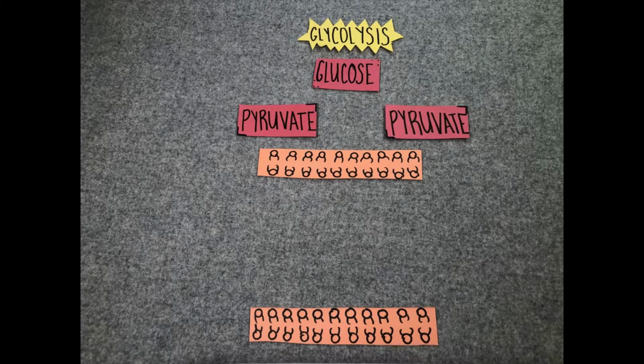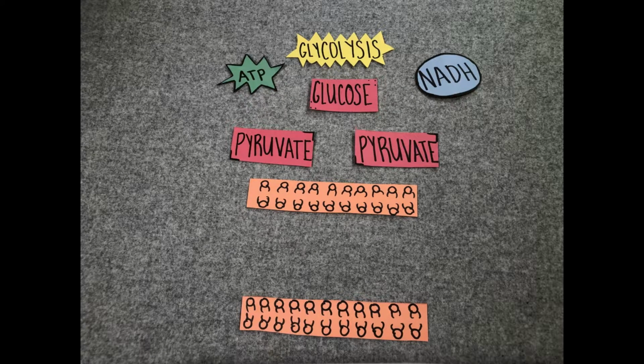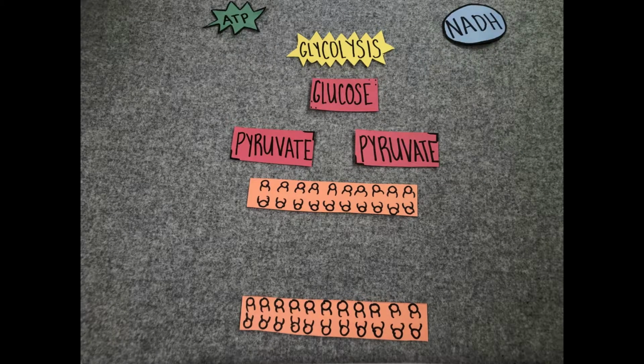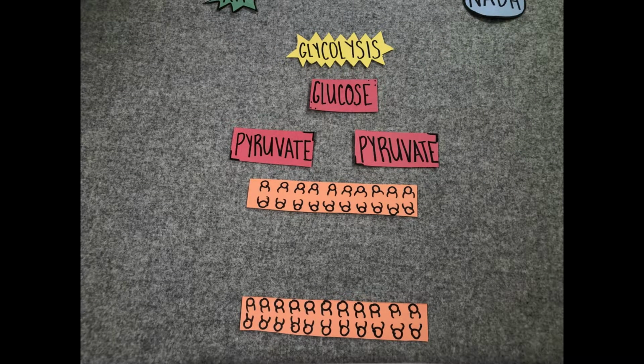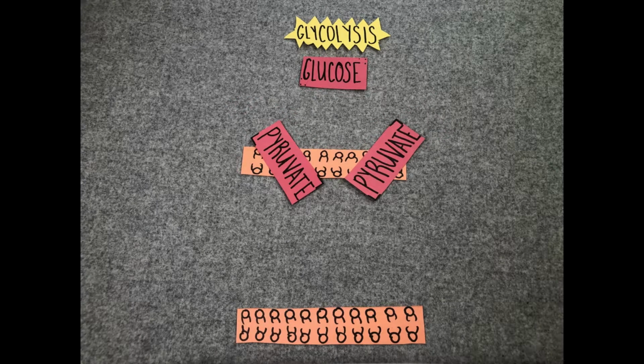When the glucose's bonds are broken, the two byproducts are ATP, which is our source of energy, and NADH, which is an electron carrier that we are going to need later. The pyruvates can easily go through the mitochondria's membrane and into the cytoplasm.